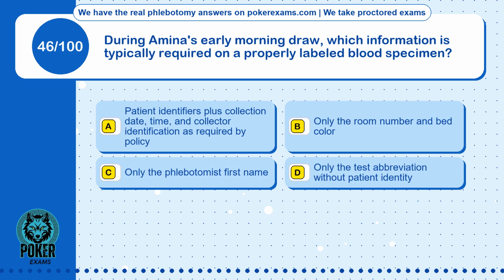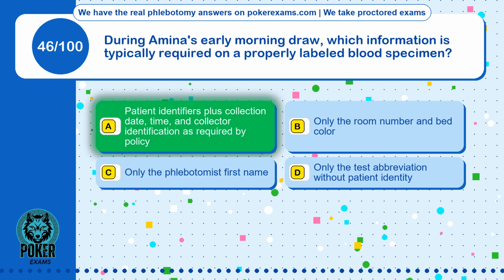Question 46. During Amina's early morning draw, which information is typically required on a properly labeled blood specimen? Option A. Patient identifiers plus collection date, time, and collector identification as required by policy. Option B. Only the room number and bed color. Option C. Only the phlebotomist first name. Option D. Only the test abbreviation without patient identity.